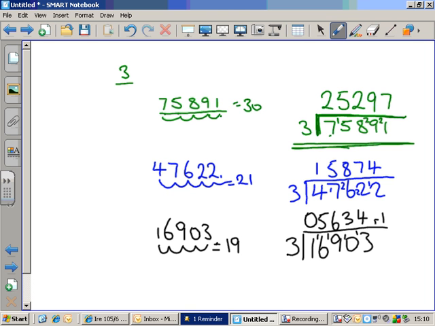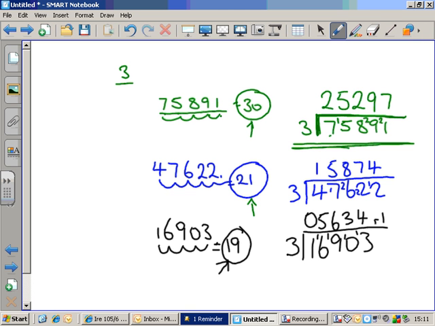Now, if you know your 3 times table a little bit, you'll notice something here. What do you know about 30 and 21? It is true about them, but not true about 19. Well done. This number and this number, 30 and 21, are both in the 3 times table, aren't they? Whereas 19 is not.